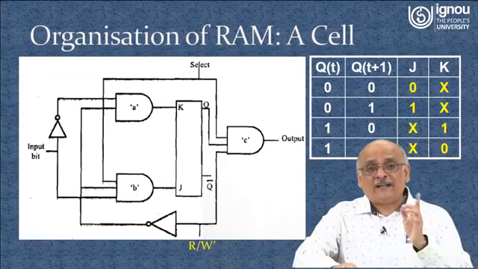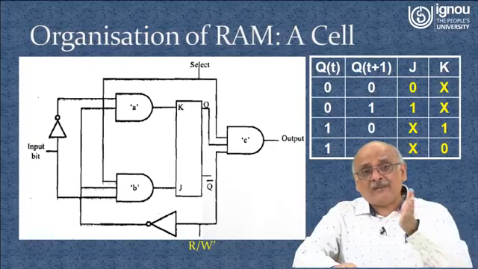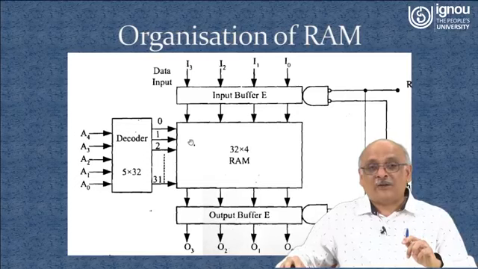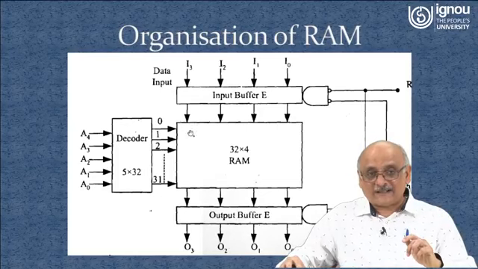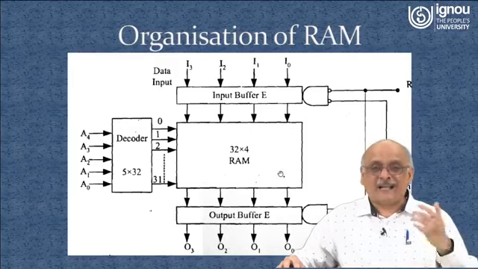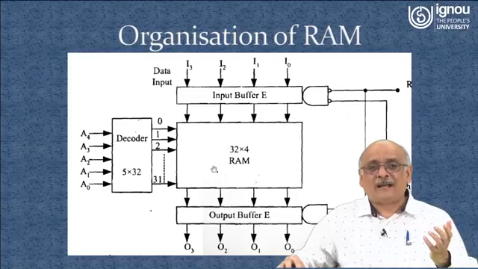But how can a cell then be converted into a chip? So let's look into the chip situation. Now this is 32 into 4. There are 32 rows and 4 columns of these RAM cells. So this is the memory chip. It can be very, very big also. This is just an example of a very small chip, just to explain how it functions.